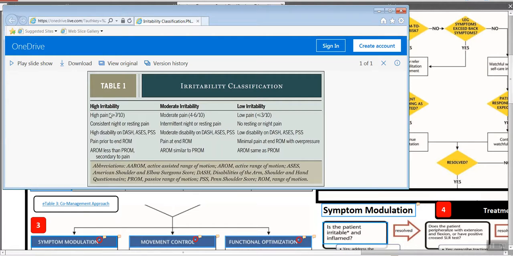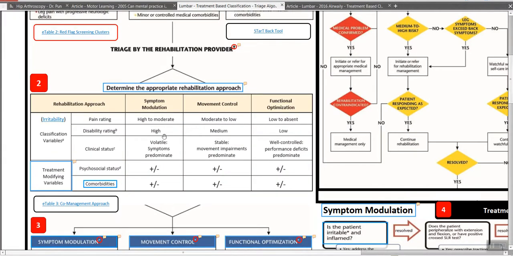And so she identifies 5 variables that would consider someone to be of moderately high or low irritability. So pain levels on average, consistent or resting pain, high disability, pain prior to the end range, and active range of motion significantly less than passive range of motion would classify someone in the high irritability group. You have the respective information there for moderate as well as low irritability.